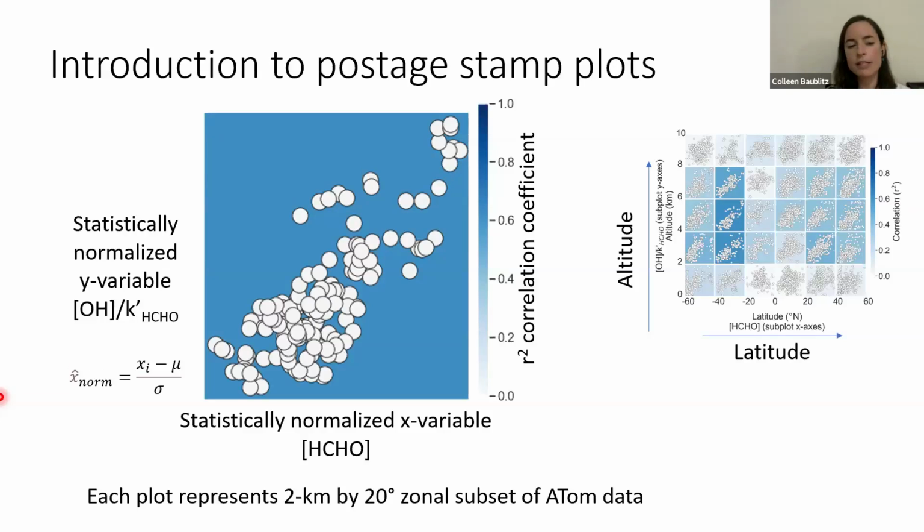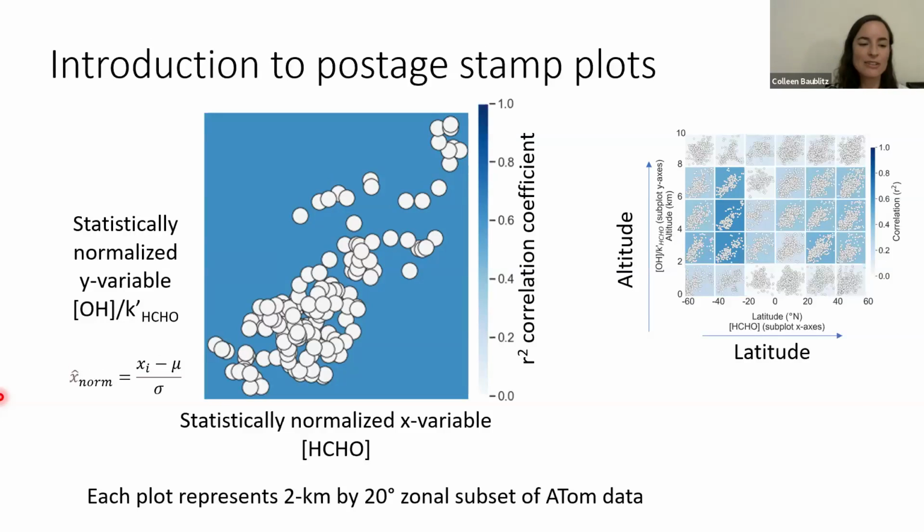And so I just want to mention, sorry, I'm using normalized in 2 different ways, which might be a little confusing, but I calculate the correlation coefficient prior to the statistical normalization that I mentioned. And so the correlation coefficient represents the extent of correlation between the ATOM formaldehyde concentration and the OH concentration divided by the formaldehyde reactivity, prior to that statistical normalization, which is really just done for illustrative purposes.